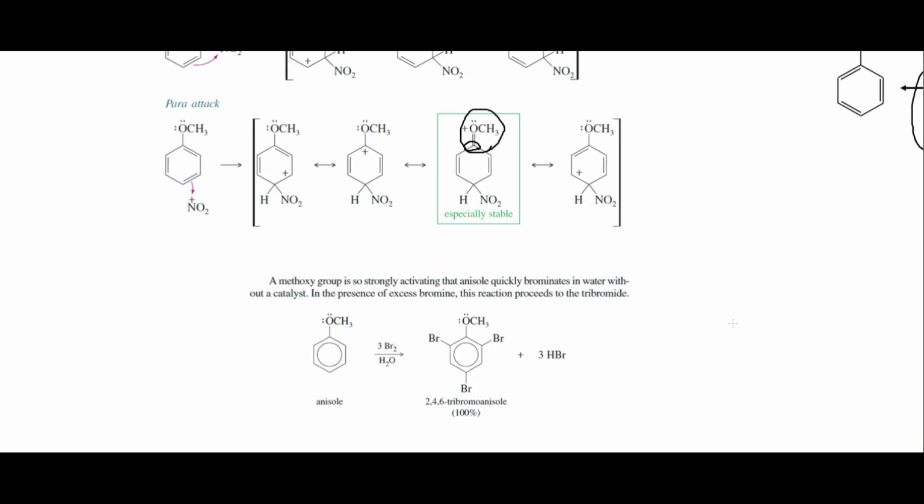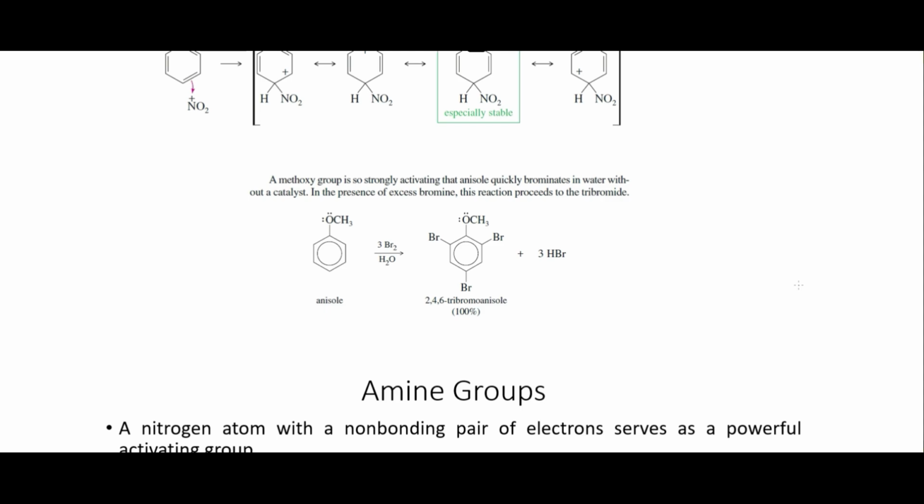So like I said, the methoxy group is actually going to be even more activating than just the alkyl group, and it's actually so activating that you can just put it into water with bromine in it, and it's just going to react. It doesn't even need to have the catalyst in this case. And you will actually end up, if you have enough of the bromine, with the tribromide version of it, because it's just so highly activated when we have that ether group on it.